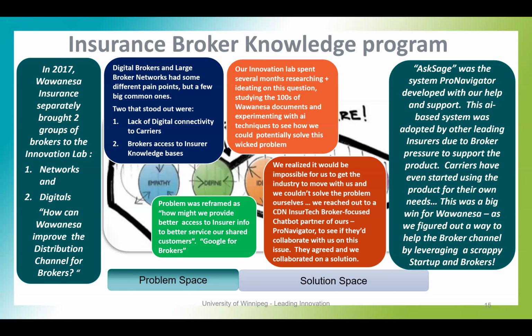This AI-based system was adopted by other leading insurers due to broker pressure to support the product, because ProNavigator developed it with the broker, and then the brokers pushed the other insurance companies to adopt it. We didn't have to do that. So the carriers have even started to use the product for their own needs. This was a big win for WMIM as we figured out a way to help the broker channel, which matters a lot to us. They do all our sales and service, by leveraging a scrappy startup and brokers.